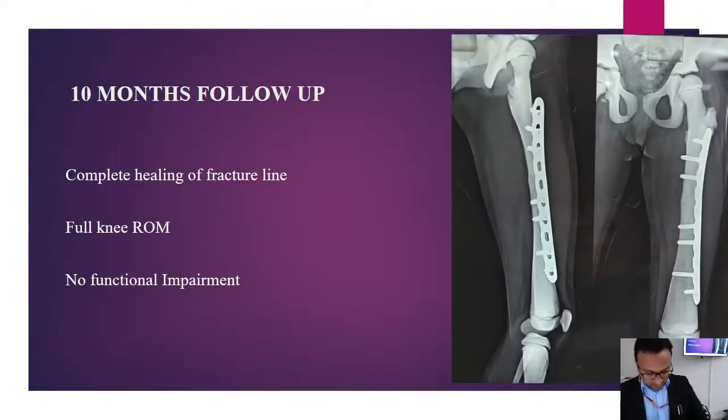And this is the 10 months follow-up X-ray, which shows a complete healing of the fracture line. The patient has complete range of motion of the knee and there is no functional impairment. The patient is doing absolutely whatever she was doing before this fracture happened. And at 10 months, we do not see any signs of an impending fracture in this femur.